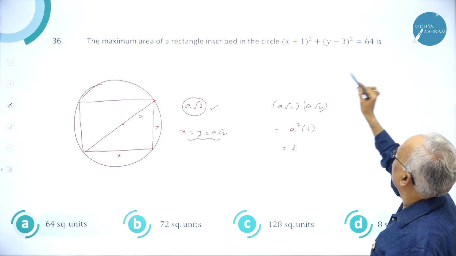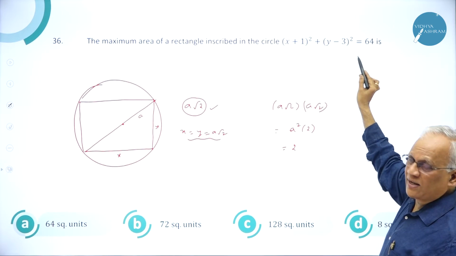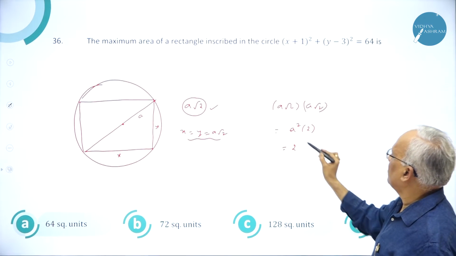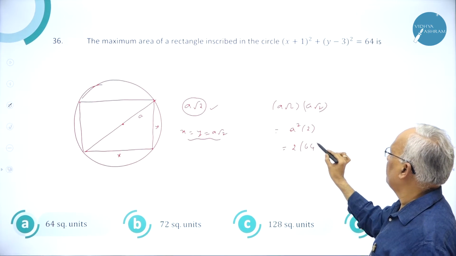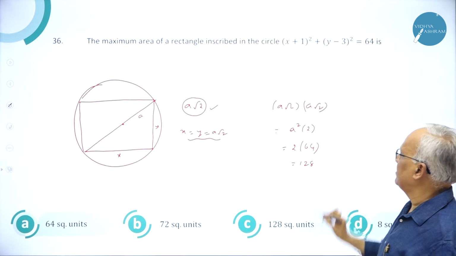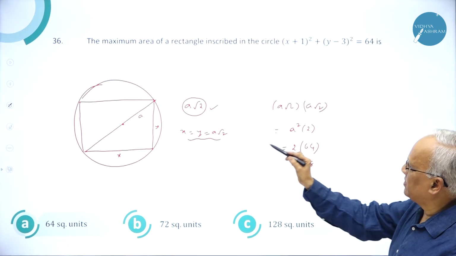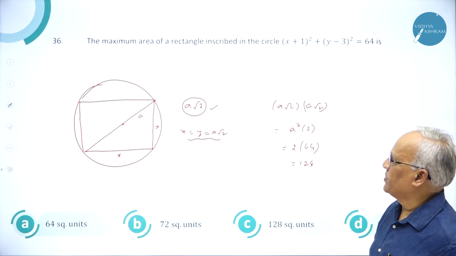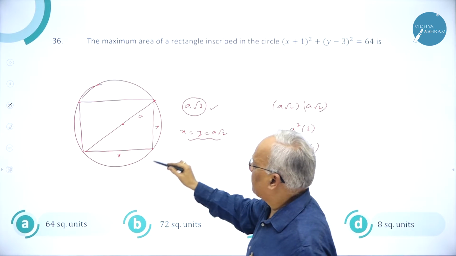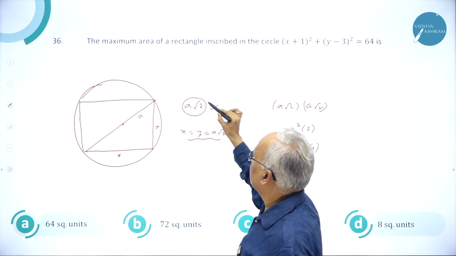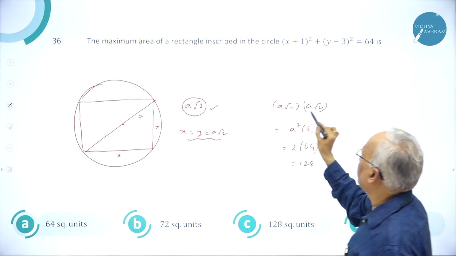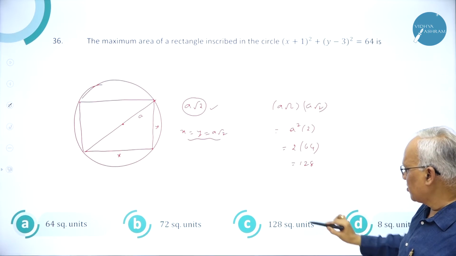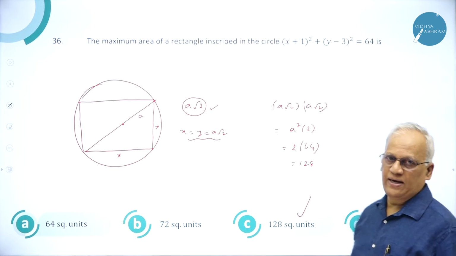In this problem, a squared is 64 because it's a circle of radius 8. So 2 into 64 is equal to 128. So it is a straightforward question based on this result. The maximum rectangle that can be inscribed in a circle of radius a is a square of side a root 2. So a root 2 into a root 2 is 128. So 128 square units is the answer here.